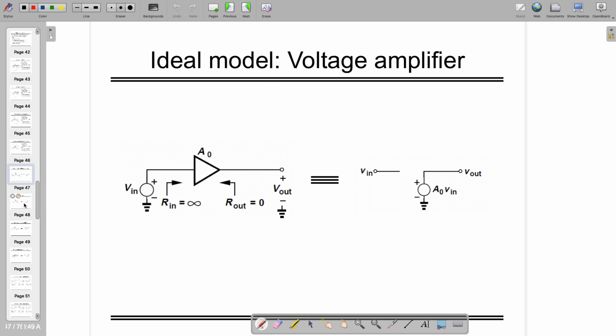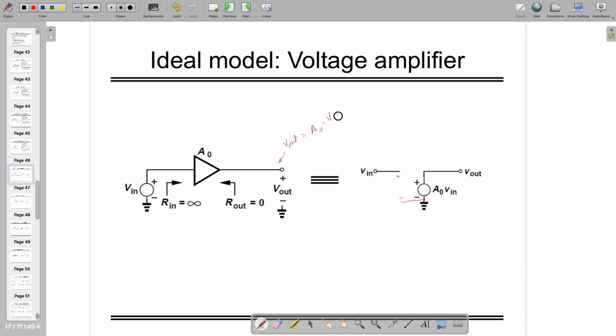Now let's understand a few more things. If I want to model the first one, a voltage amplifier, whose input resistance I want as infinite and output resistance as 0, I'm making a model where the input impedance is infinity. So you can see plus and minus, but it's infinity. That's why it's an open circuit.